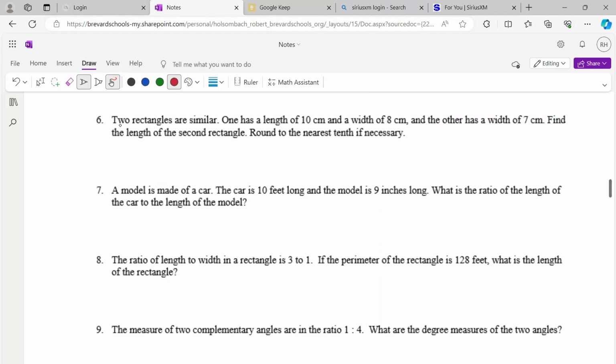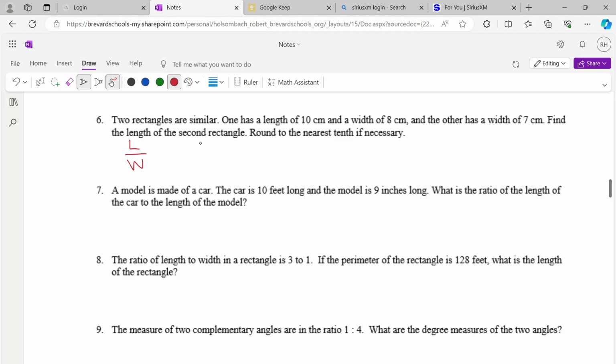Problem number 6. 2 rectangles are similar. One has a length of 10 and a width of 8. The other has a width of 7. Find the length of the second rectangle. All right, if the rectangles are similar and we're talking about length and width, I'm going to set it up as length over width.